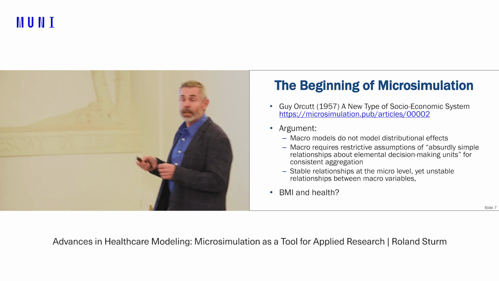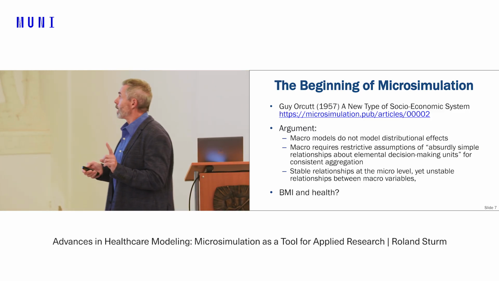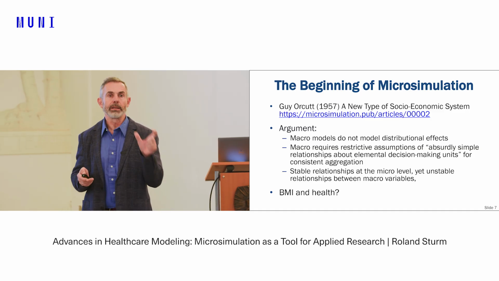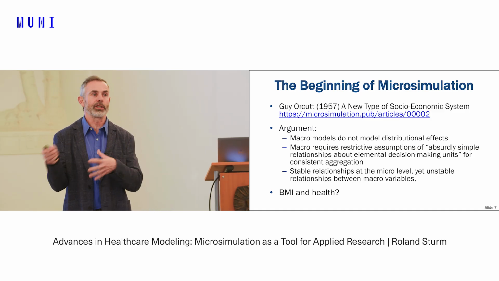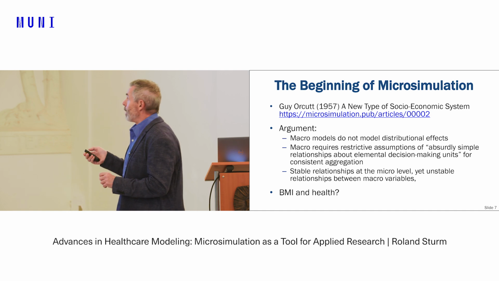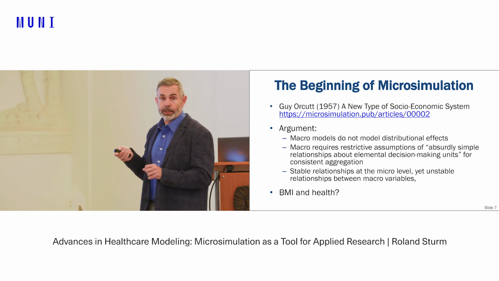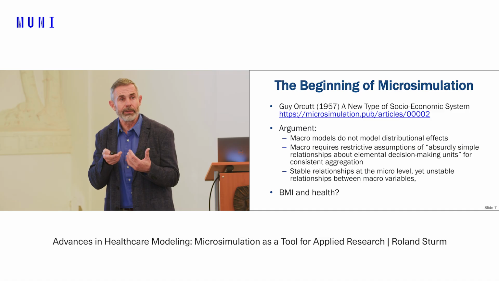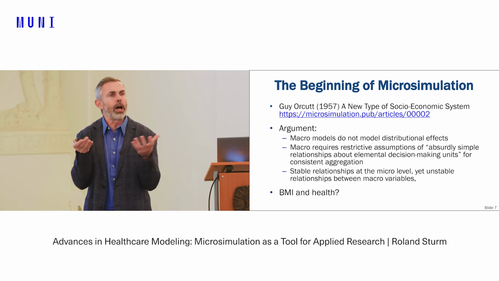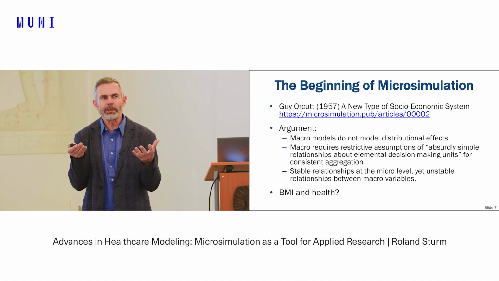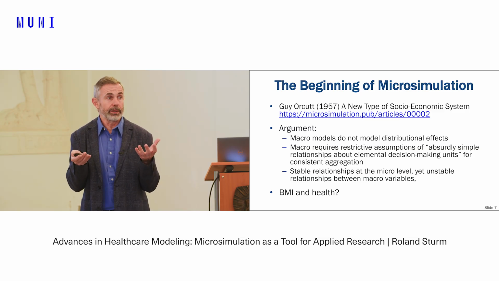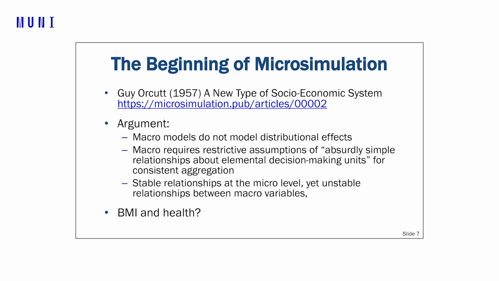So his argument was, macro models do not model distributional effects, right? We know that. And if you care about population distribution, we've got to do that. Macro requires restrictive assumptions about how individuals behave in order to be able to logically aggregate it. If you cannot logically aggregate it, well, what is the basis of the macro models? What else do we have? We have a stable relationship at the micro level, but we have unstable relationships between macro variables. And I want to give you one example.